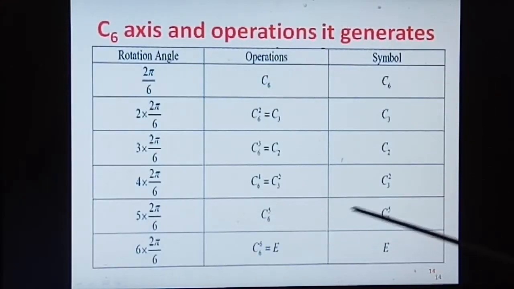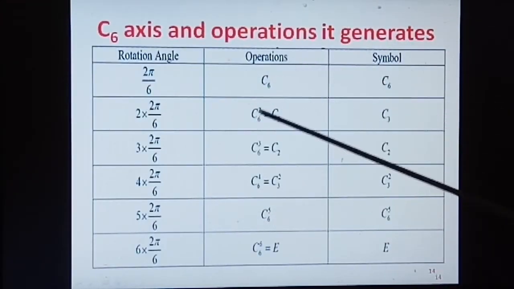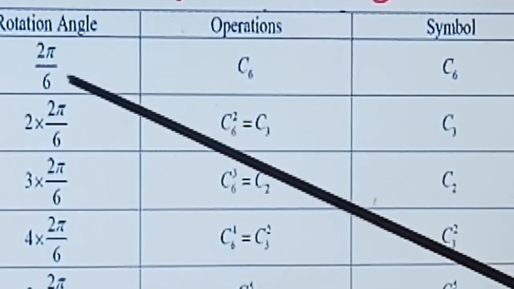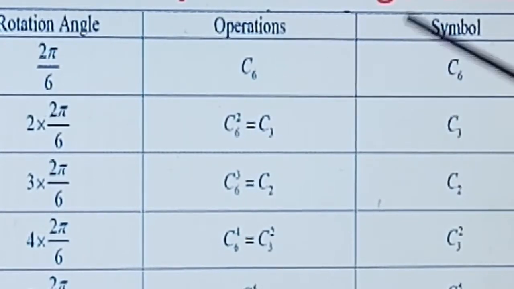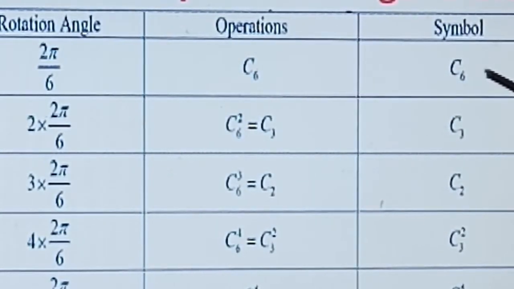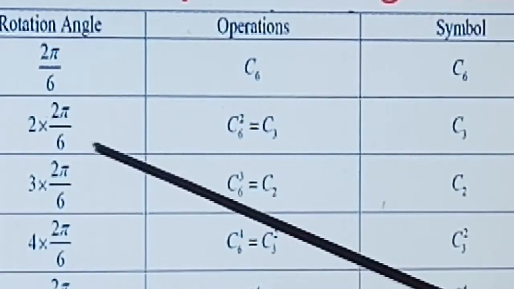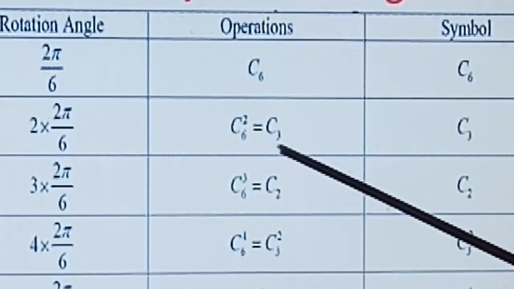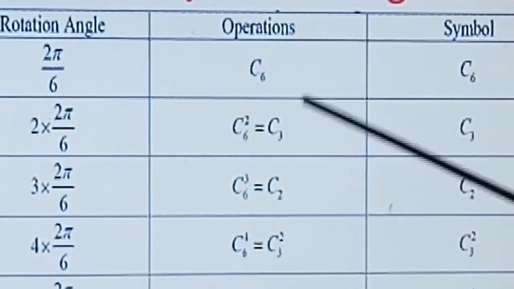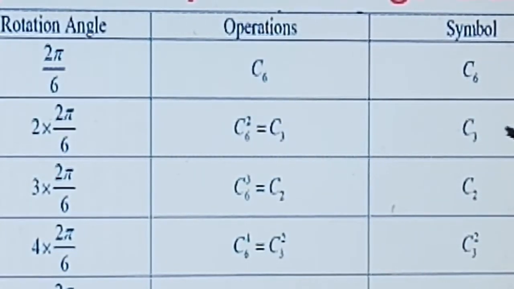This table shows that there are more possible ways of showing these rotations, but we will use these symbols, having the lower order of the axis. Suppose a molecule is rotated by 2π/6, the operation will be C6. This is only one, so the symbol will be C6. 2 into 2π/6, the operation will be C6^2. It is also equivalent to C3, and the symbol used for these two operations is C3.